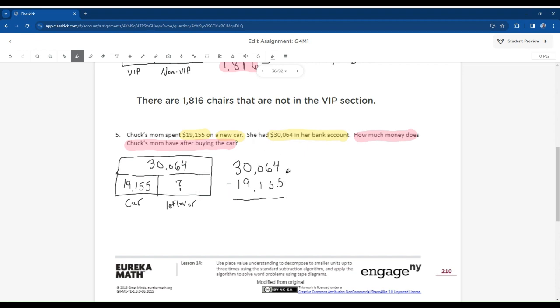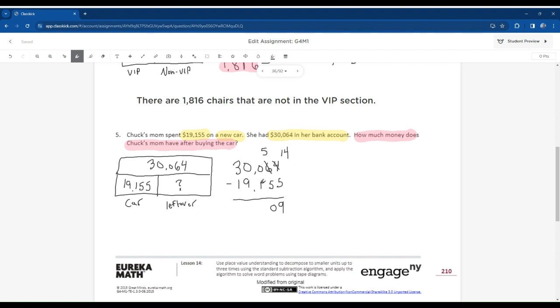4 minus 5, can't do in my ones. I need to regroup. So I'm going to regroup from over here in my tens. So instead of having 6 tens, I now have 5 tens. And I can regroup one of those tens that I took away for 10 ones. That gives me 14. 14 minus 5 is 9. 5 minus 5 is 0.